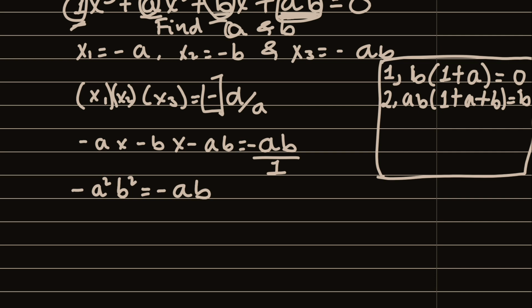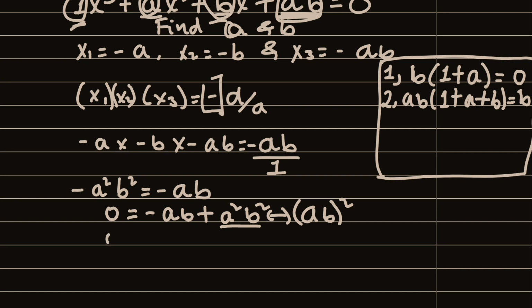Okay, let's pass minus a square b square to the right side. So it will be 0 is equals to minus ab plus a square b square. Yes, this means ab square. This is the same as this. So when you have a common ab, it will be 0 is equals to ab common, it will be minus 1 plus ab.